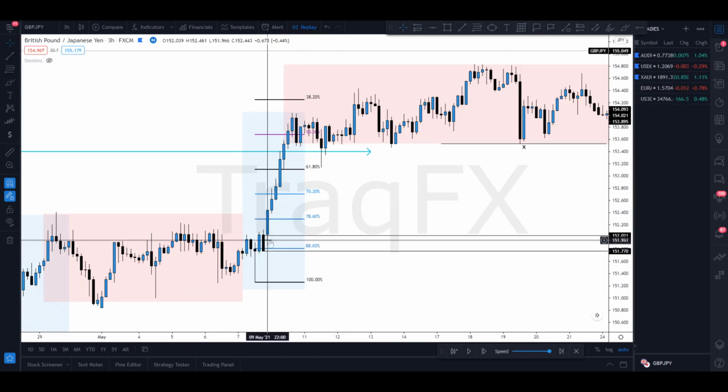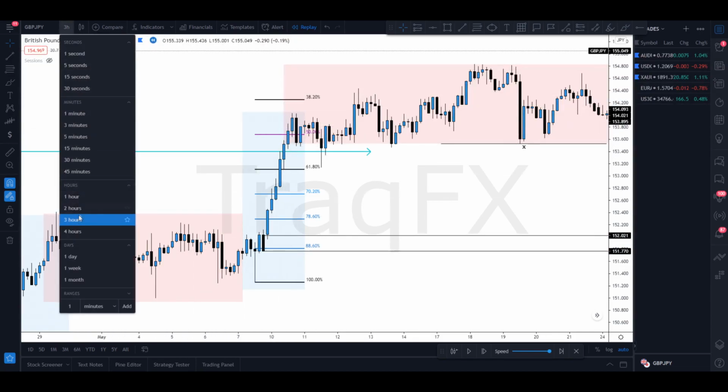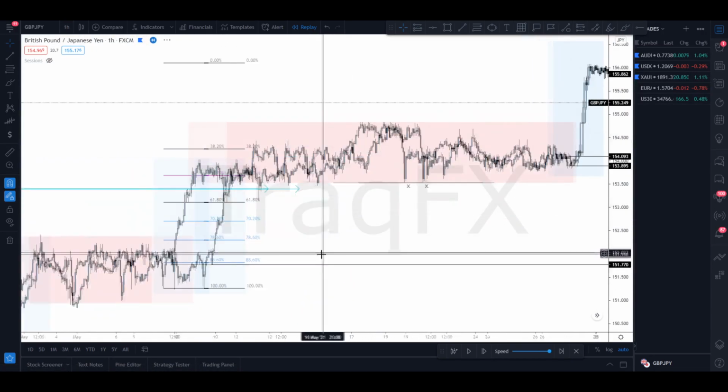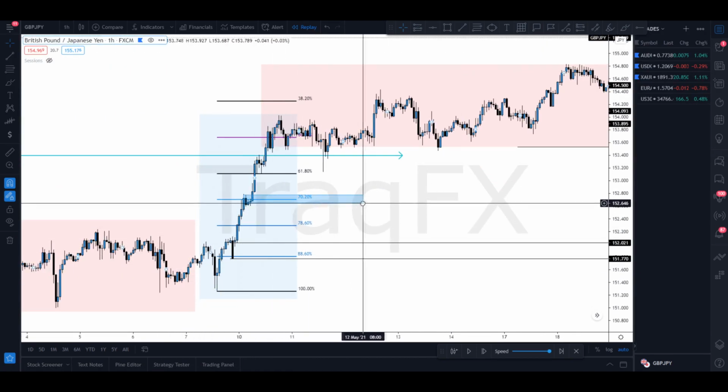Now in the 88, we have a really, really clean institutional last down candle before the major move up. Let's go down to the 2 hour time frame and see if we have more. On the 2 hour, we don't have any more. We still have this last institutional down candle before the move up. Let's go down to the 1 hour. Same exact thing. Now we do have one in the 70% right over here.